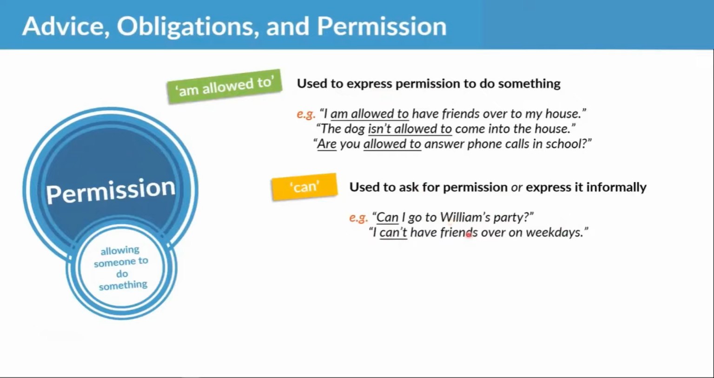I can't have friends over on weekdays. And Amr, the meaning of over here means I can't have friends over to my house. I can't have friends come to my house. Okay? That's what we mean by over. I can't have friends over on weekdays. You're expressing permission informally. Exactly, Mohammed.